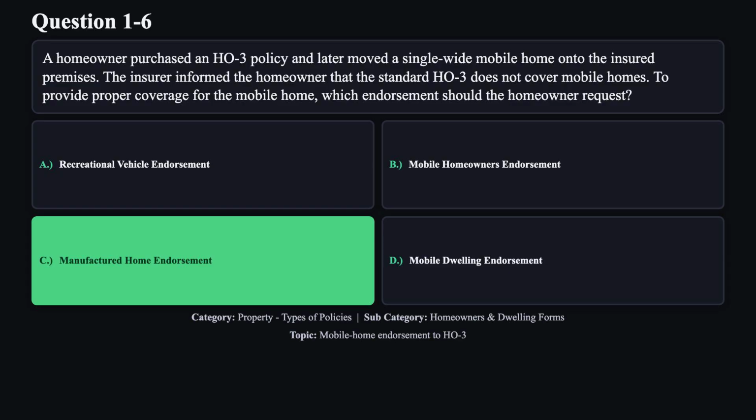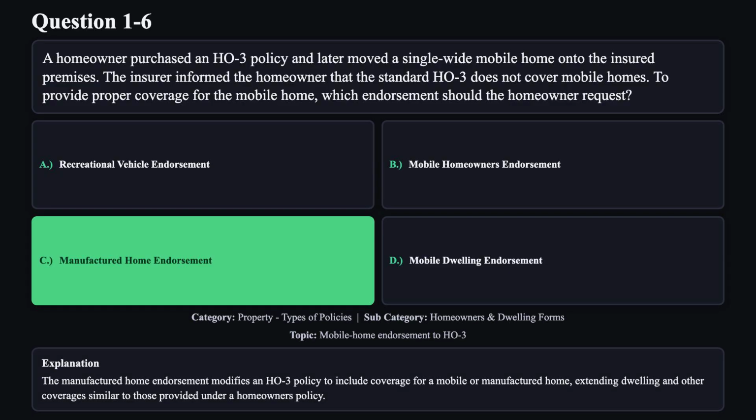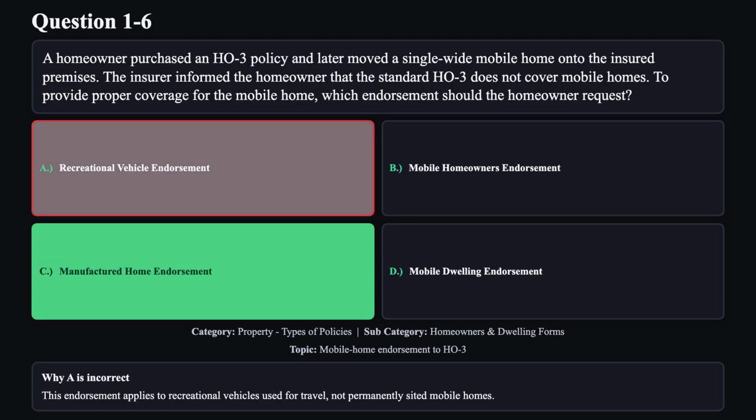The correct answer is C. The manufactured home endorsement modifies an HO3 policy to include coverage for a mobile or manufactured home, extending dwelling and other coverages similar to those provided under a homeowner's policy. Reason A is not correct. This endorsement applies to recreational vehicles used for travel, not permanently sited mobile homes.